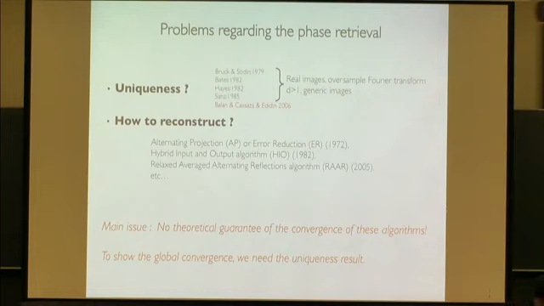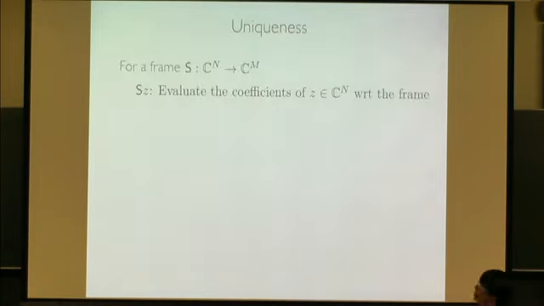Somehow it's a bit like a black box. So one of the main topics in this talk is that we will show you that for the AP algorithm, actually we have global convergence. This can be obtained. And to show the global convergence, we need the uniqueness result. So this is the uniqueness result I will discuss.